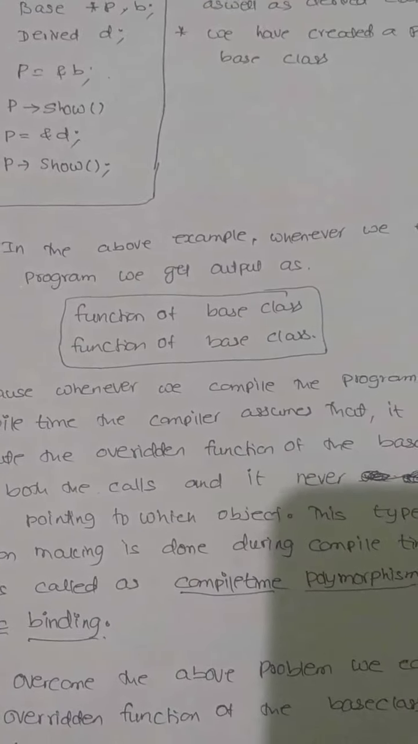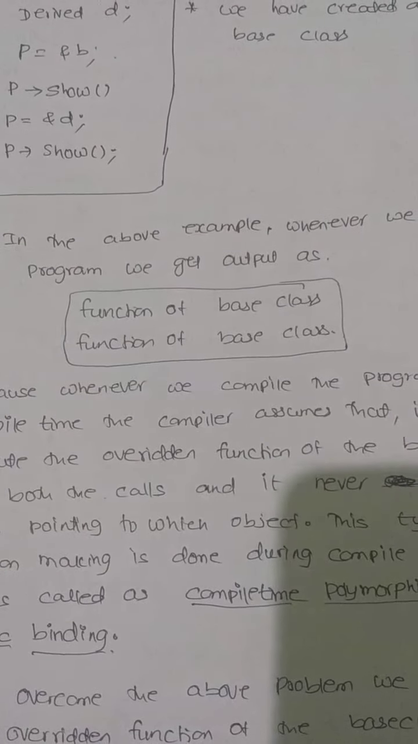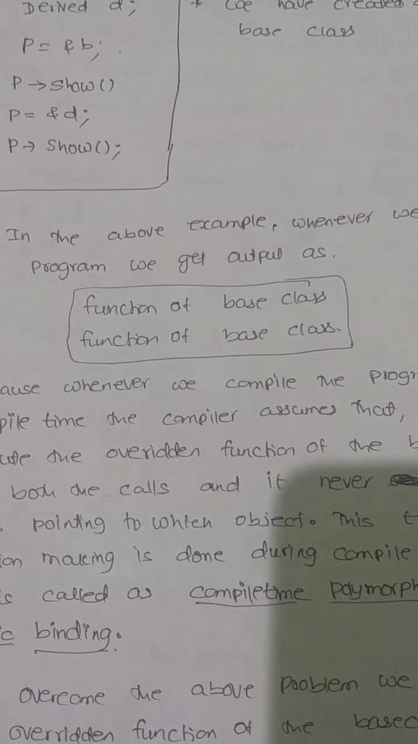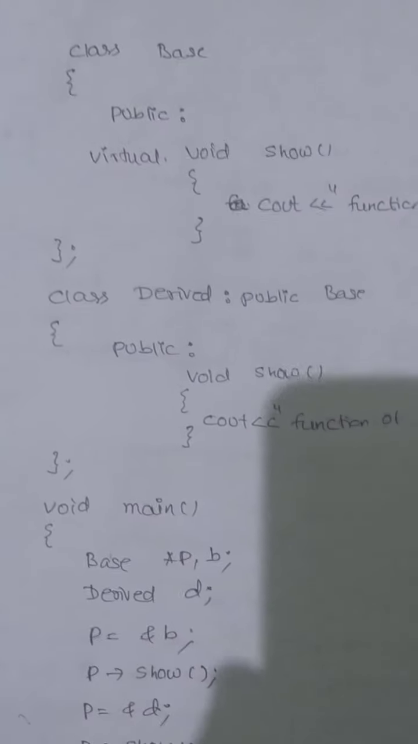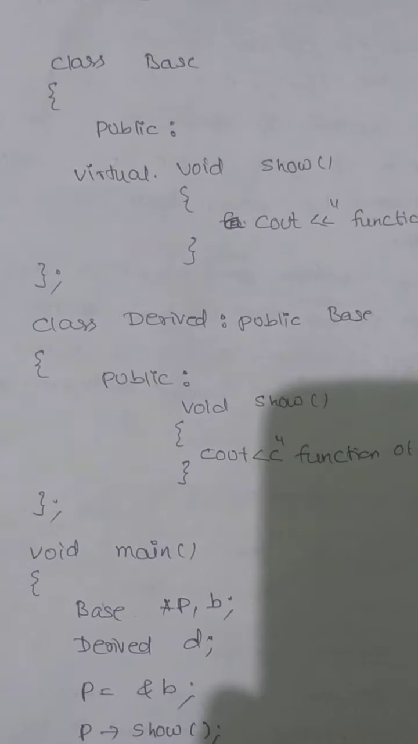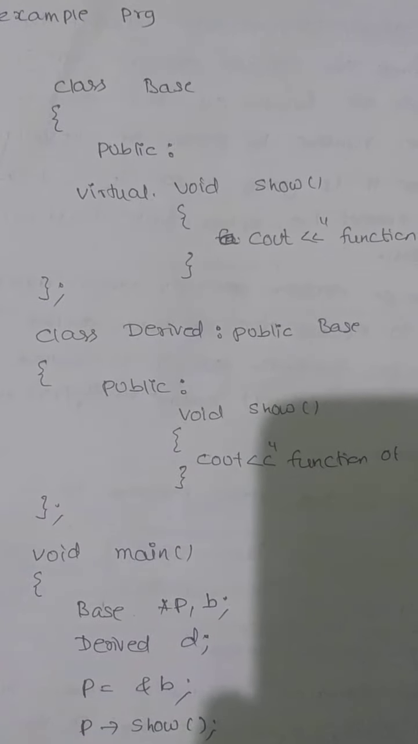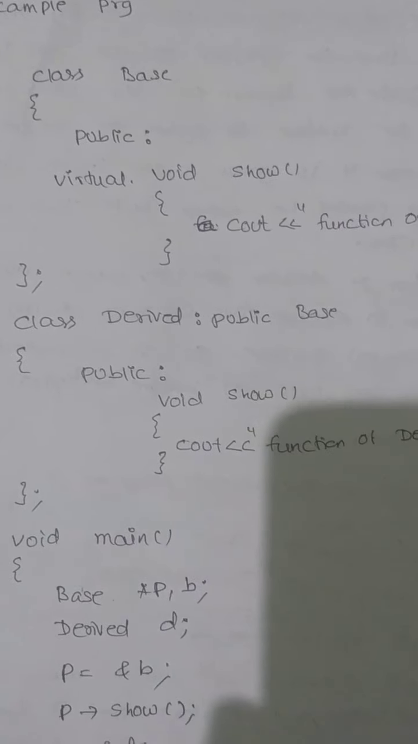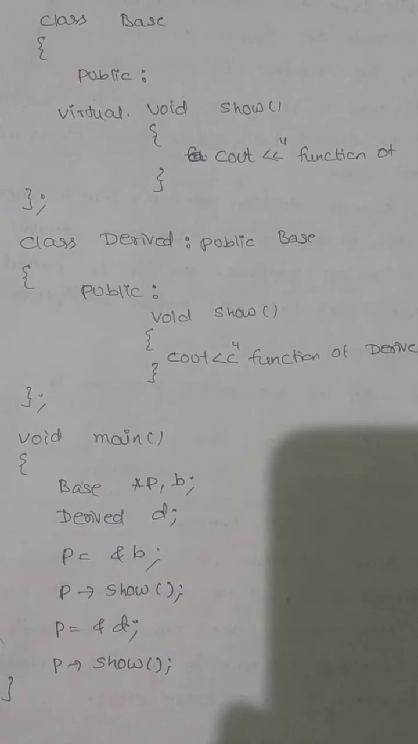Now, sir, how do we call the derived class overridden function? For this purpose we are going to introduce the concept called virtual functions. We make the function in the base class virtual by using the keyword virtual. See, in the base class we use the keyword virtual before the function name, not in the derived class. Now see the same program written here.